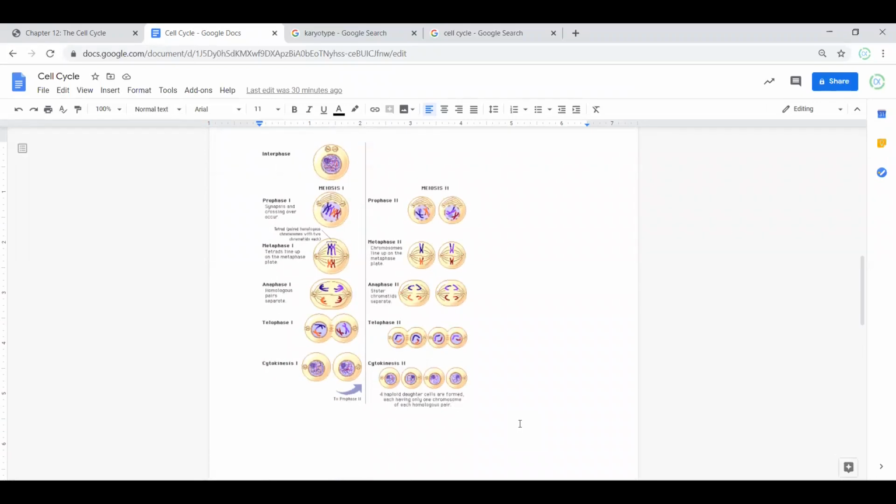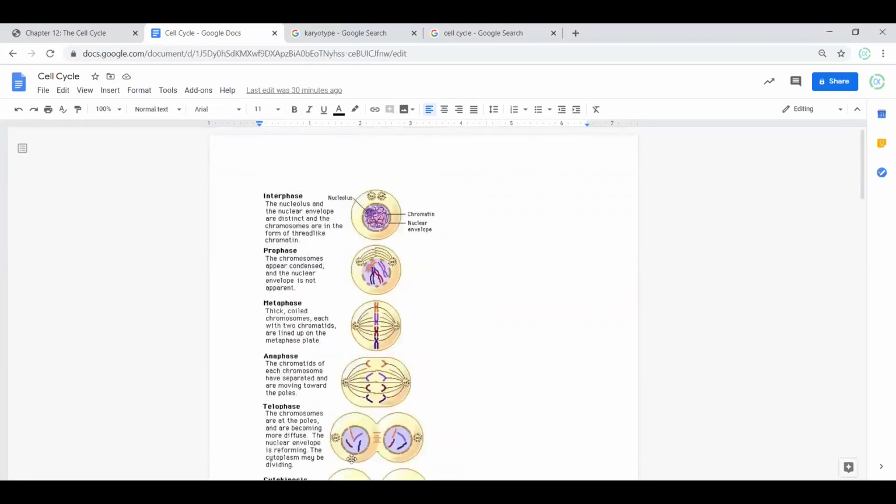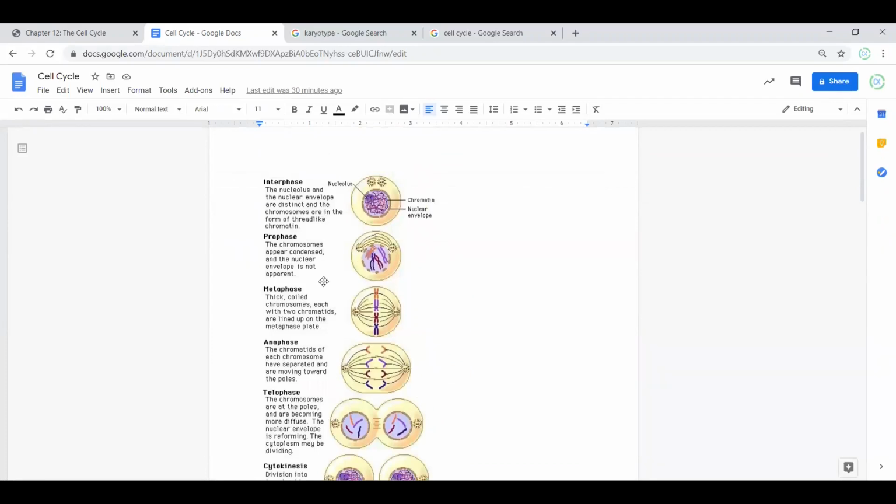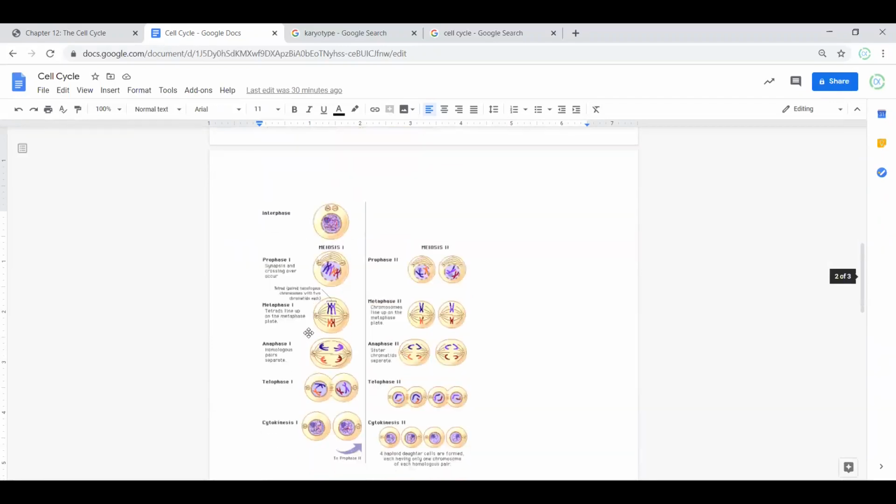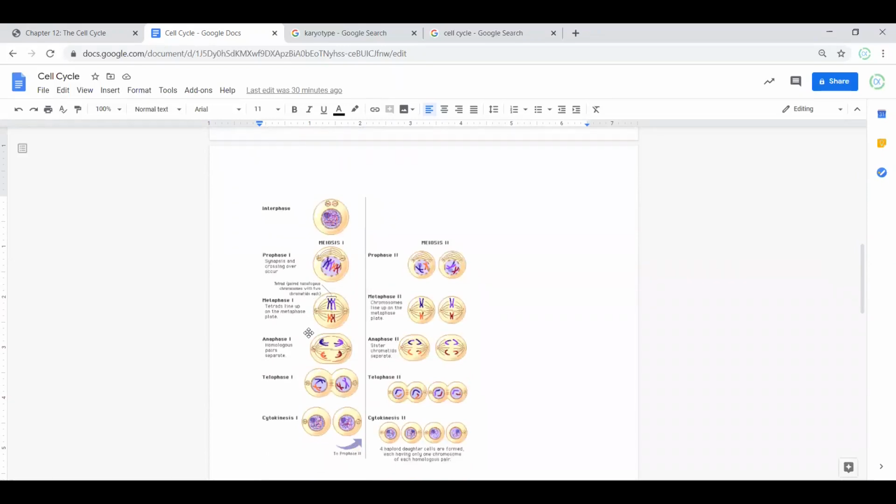meiosis. So we talked about mitosis, which was all of this: interphase, prophase, metaphase, anaphase, telophase, cytokinesis. But not all cells in your body undergo that process. They also undergo something called meiosis. So the cells in your body that undergo meiosis are called germ cells, and they are the ones that produce sperm for males and eggs for females.